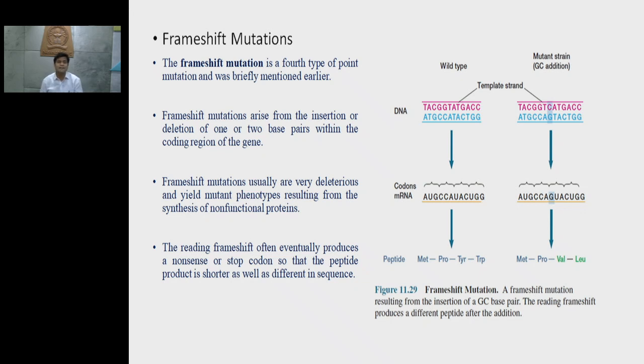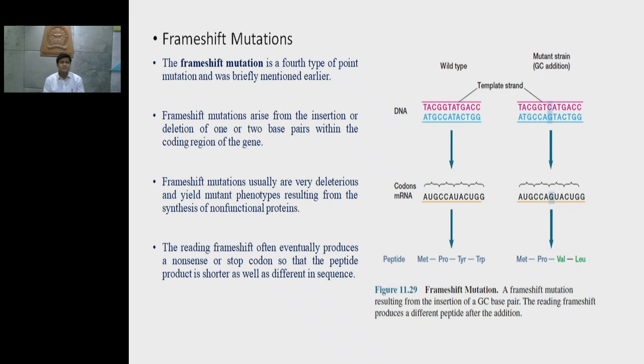This is the fourth type of point mutation. This type of mutation arises from insertion or deletion of a particular nucleotide base pair within the coding region of the gene. We can see here insertion of a particular nucleotide or base in a gene or coding region that leads to a change in the reading frame of the codon in the mRNA transcript. So these frameshift mutations are usually very deleterious and yield a mutant phenotype, resulting from synthesis of non-functional protein.